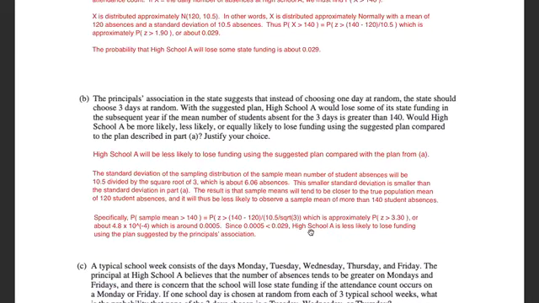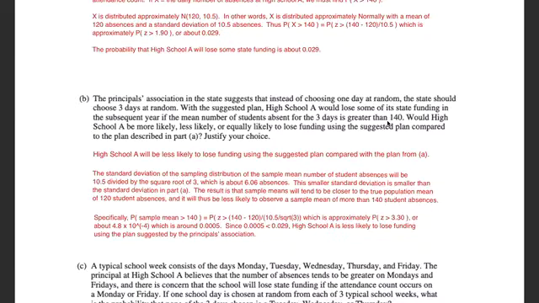In Part B, the Principals Association in the state suggests that instead of choosing one day at random, the state should choose 3 days at random. So with this new plan, high school A would lose some of its state funding in the subsequent year if the mean number of students absent for 3 days is greater than 140. So we're going to randomly select 3 days, and if the mean is greater than 140, that's what would trigger a loss of state funding.